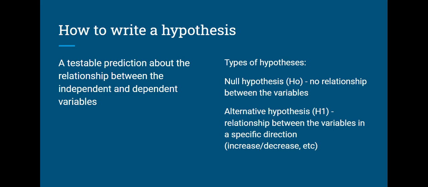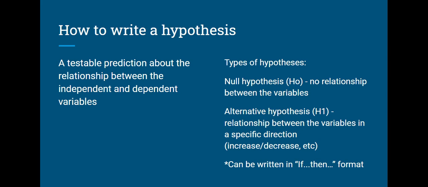The alternative hypothesis, or H1, or sometimes HA, is probably what you're more familiar with. And that's when the hypothesis is stating that there's some sort of relationship between the variables, and then you want to include a specific direction. So you can't just say like heart rate is affected by caffeine, but you would want to say like if you increase caffeine. We'll get to that in a moment.